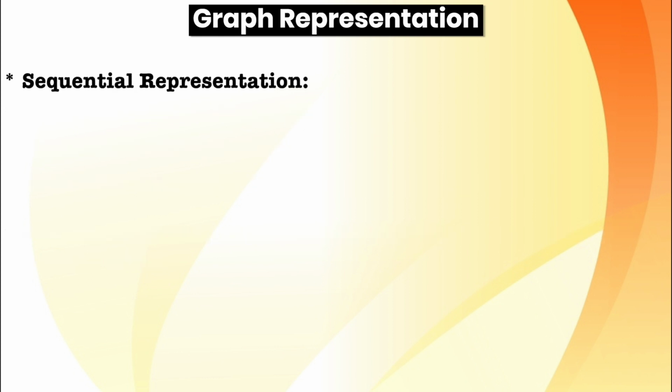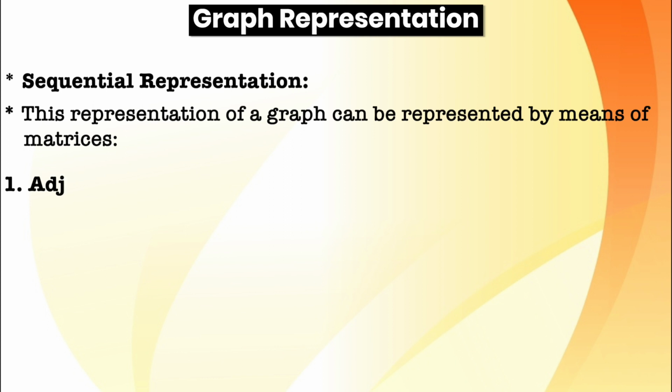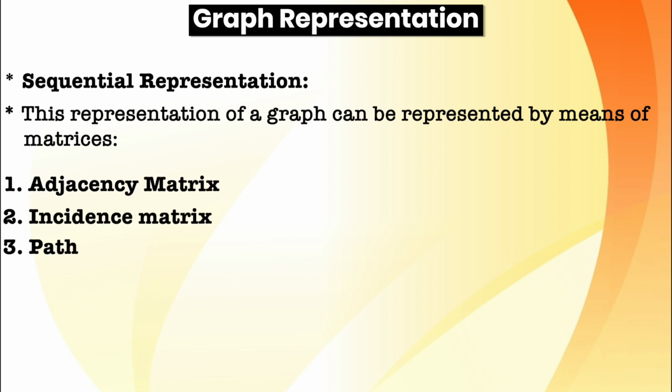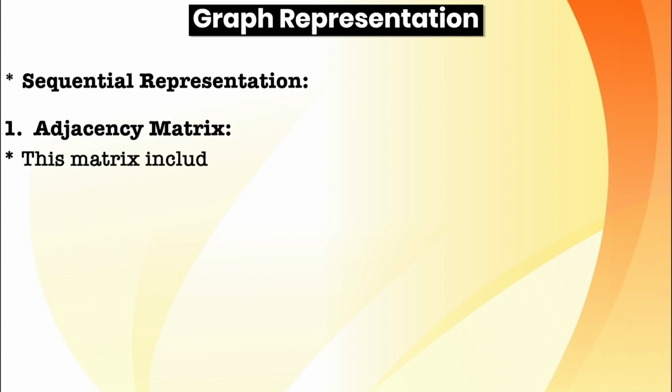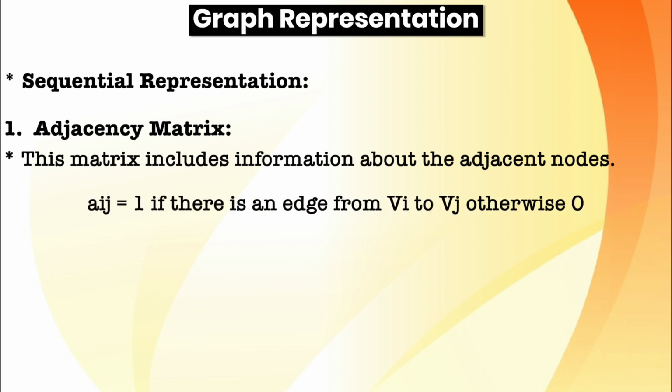Sequential representation of a graph can be done by means of matrices: adjacency matrix, incidence matrix and path matrix. The adjacency matrix includes information about adjacent nodes. Here Aij = 1 if there is an edge from Vi to Vj, otherwise 0. It is a matrix of order V cross V.